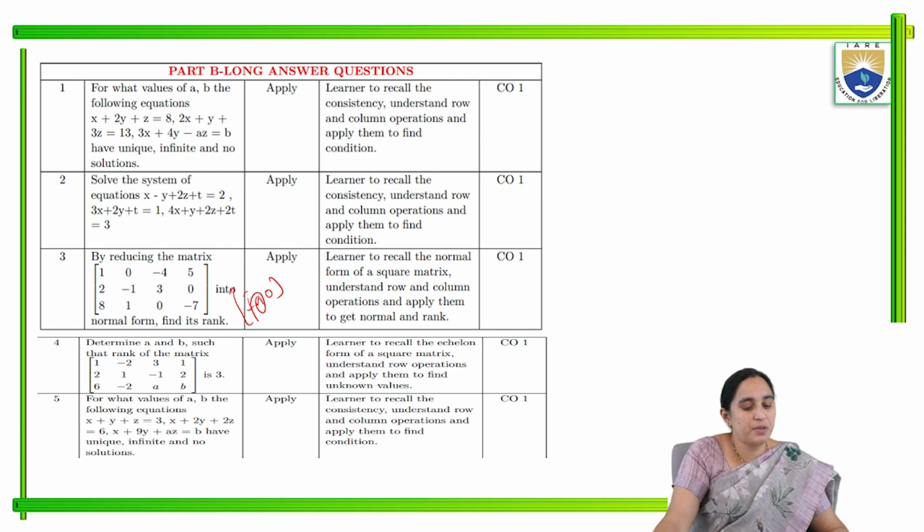For what values of A and B, the following equations. This is also the same as the first and second. First of all, we have to verify whether it is consistent or inconsistent. After that, by using some conditions, we get a unique, infinite, or no solution.